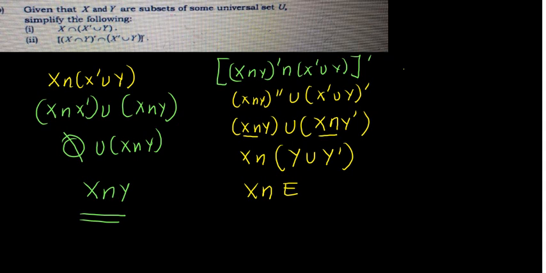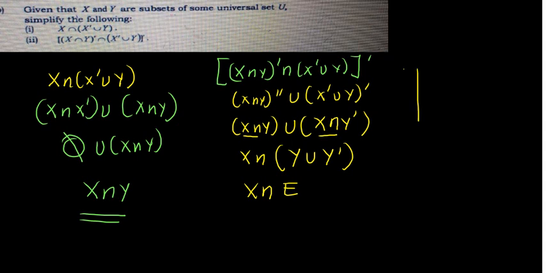Yeah, I do. Good. So whenever you get a union of a set with its complement, it's the universal set. Now, what is X intersect the universal set? What happens when you intersect a set with the universal set? An empty set. Really?